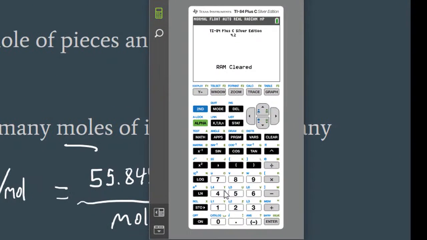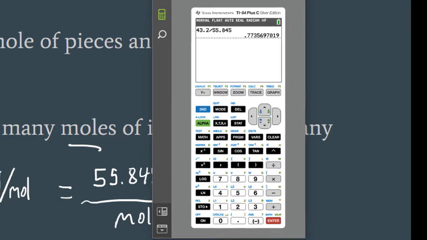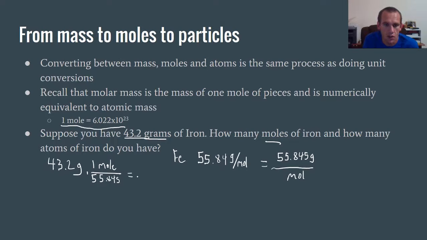And now on my calculator, I can just go ahead and bring that in. Go 43.2 divided by 55.845 and get 0.7736. 0.7736, and this is moles. Okay, that's how many moles of iron I have.